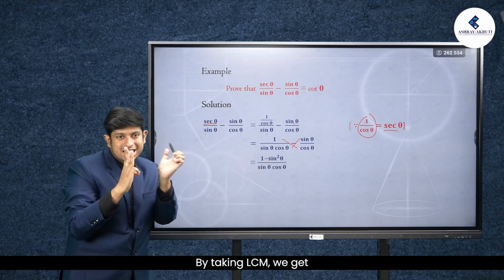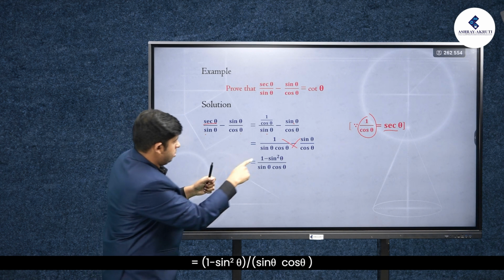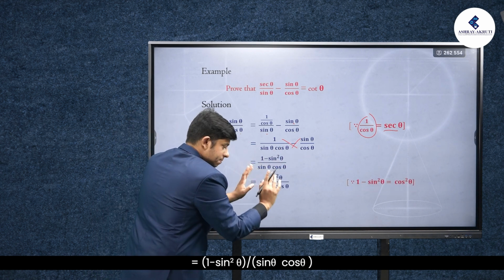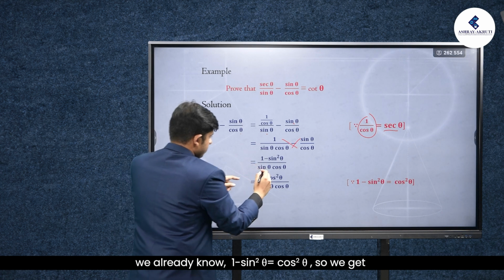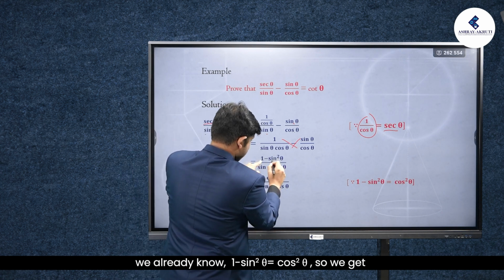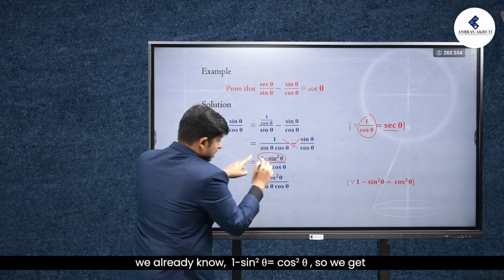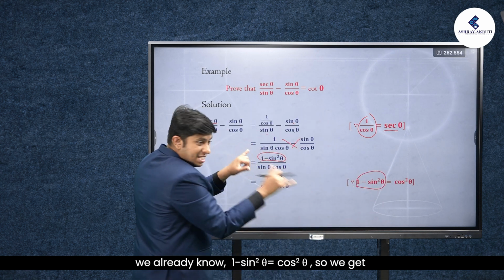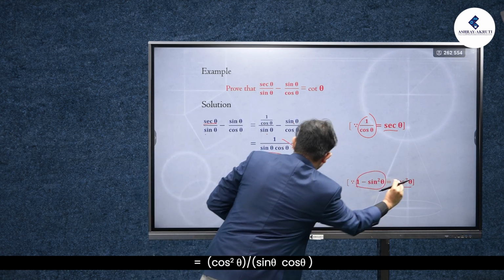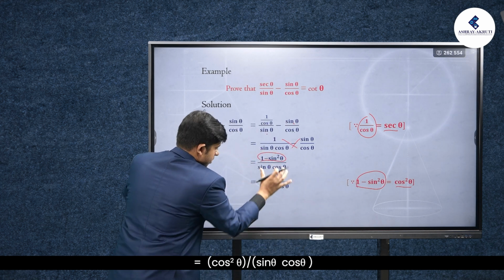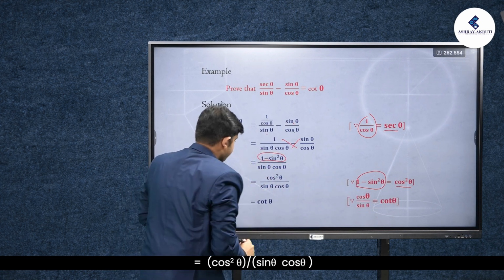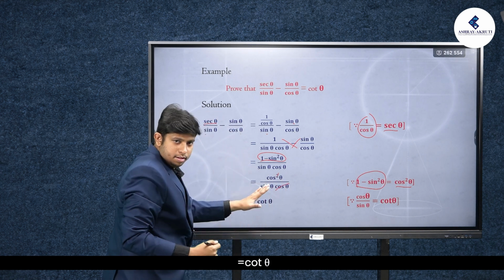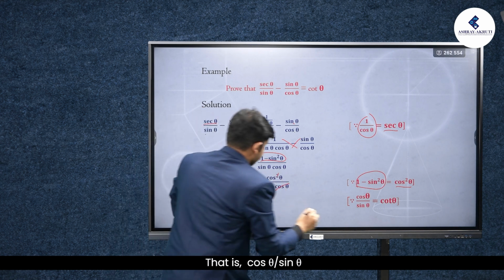By taking LCM, we get (1 minus sin square theta) by (sin theta into cos theta). We already know 1 minus sin square theta is equal to cos square theta. So, we get cos square theta by (sin theta into cos theta). By cancelling the terms, we get cot theta, that is cos theta by sin theta.